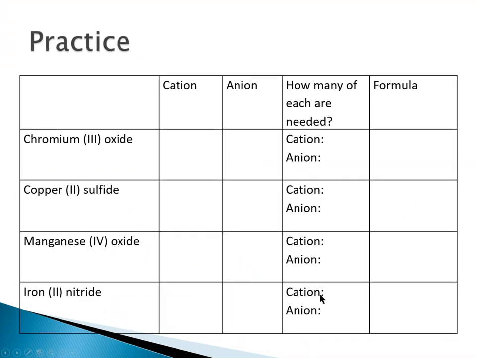All right, so go ahead and practice writing the formulas for these transition metal compounds. Same rules apply, only now instead of having to figure out what the cation is, the name tells us what it is. So pause the video and see if you can work this out.